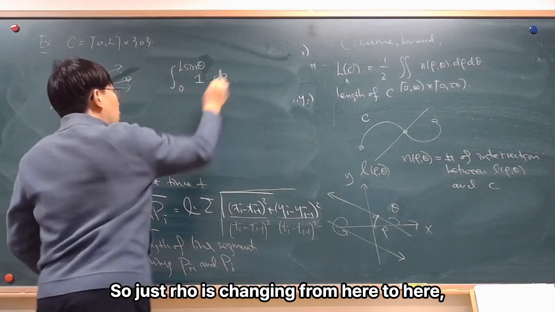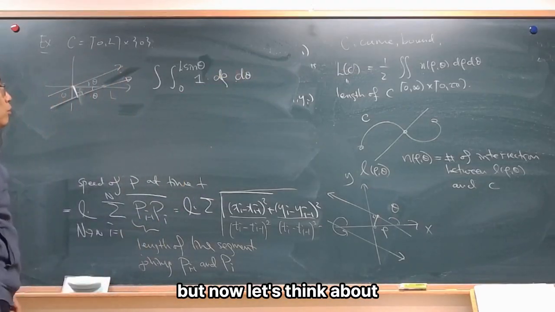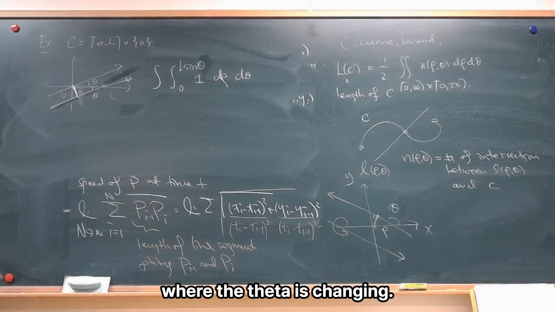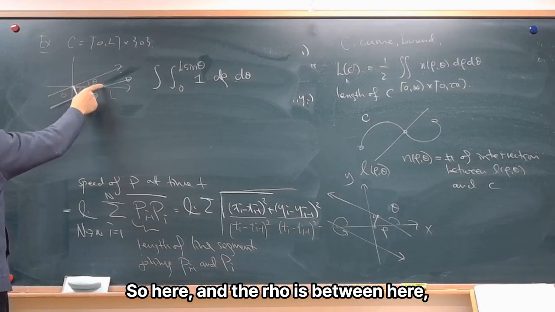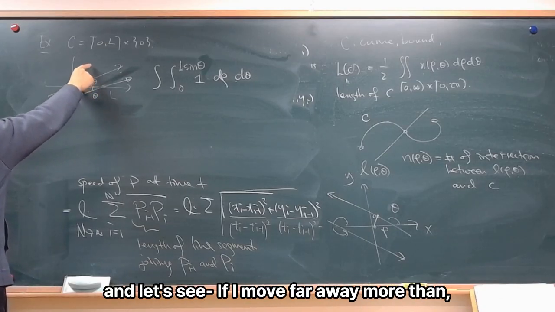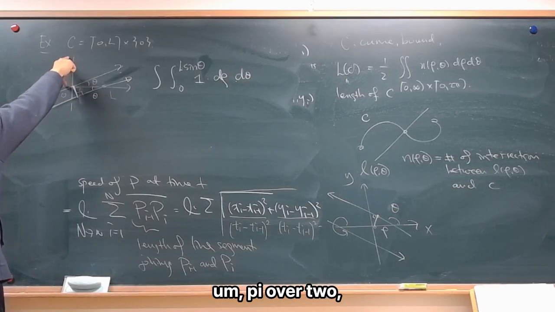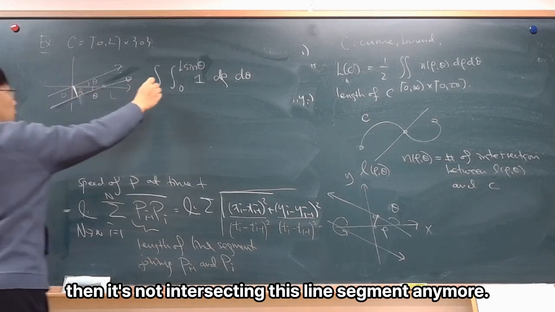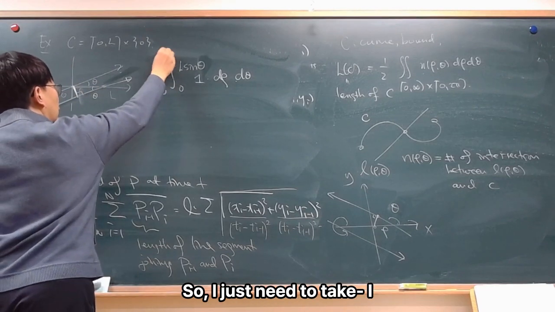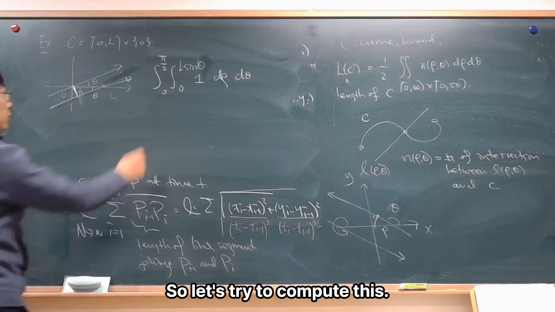So just rho is changing from here to here. But now let's think about where the theta is changing. There is intersection when theta is small, right? So here, and the rho is between here. And let's see, if I move far away more than pi over 2, then it's not intersecting this line segment anymore. So I only need to take from 0 to pi over 2. So let's try to compute this.